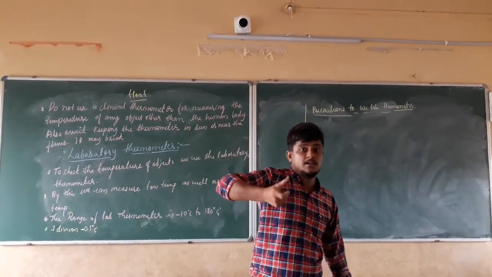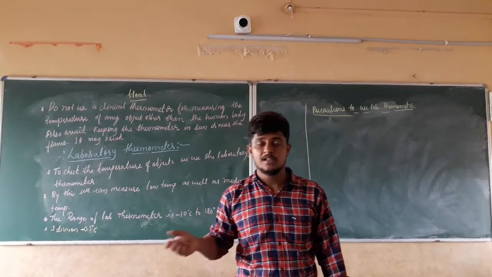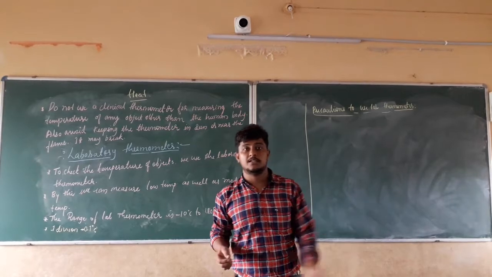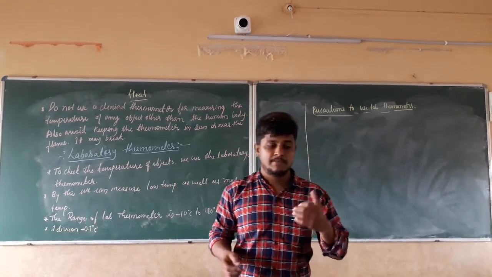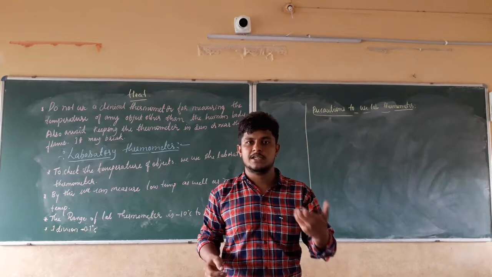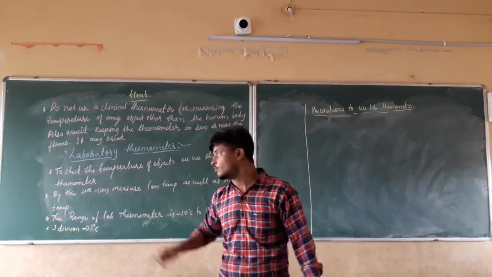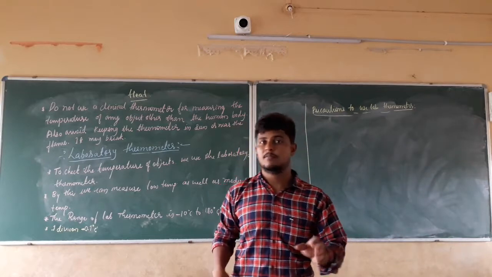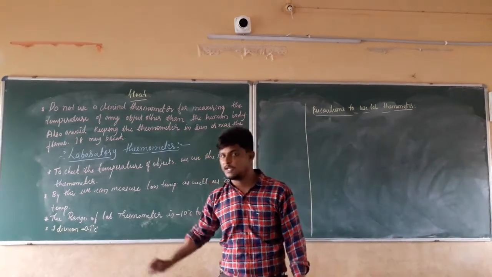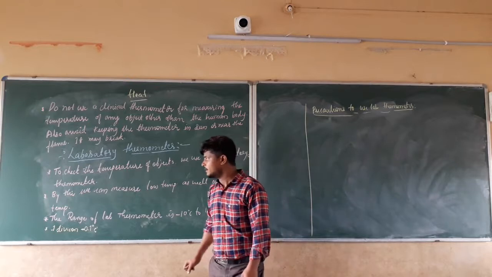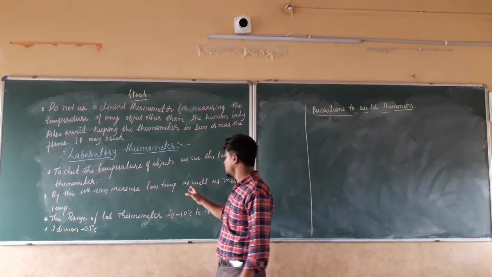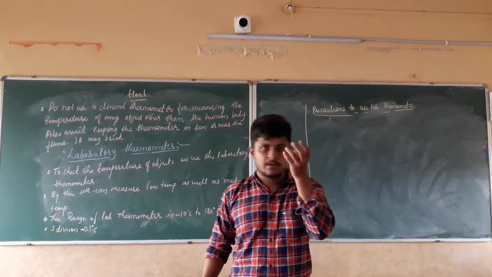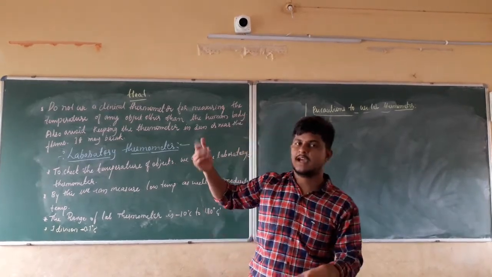To check the temperature of the fluids, that is nothing but liquid which is present in the laboratories, the chemicals, the solutions. Right, while a chemical reaction is going to happen, there will be change in the temperature. To check those temperatures, we are going to use the laboratory thermometers. To check the temperature of water, to check the temperature of ice, we use them. Right. By this we can measure low temperature as well as high temperature. A clinical thermometer can't be used for low temperature as well as very high temperature.